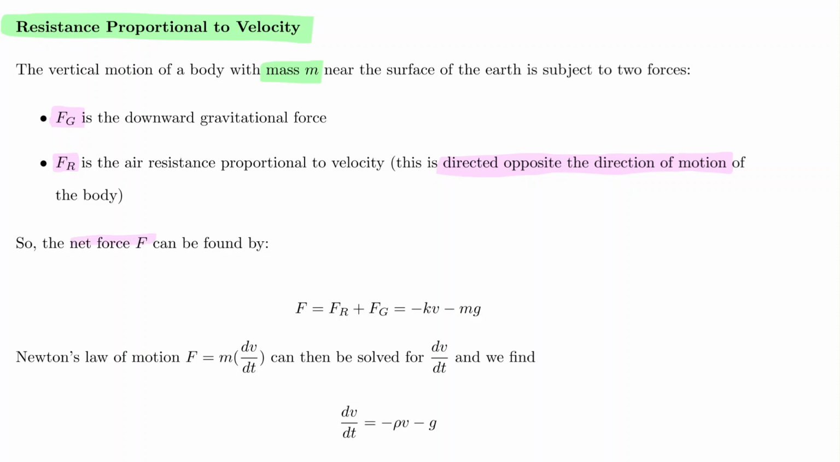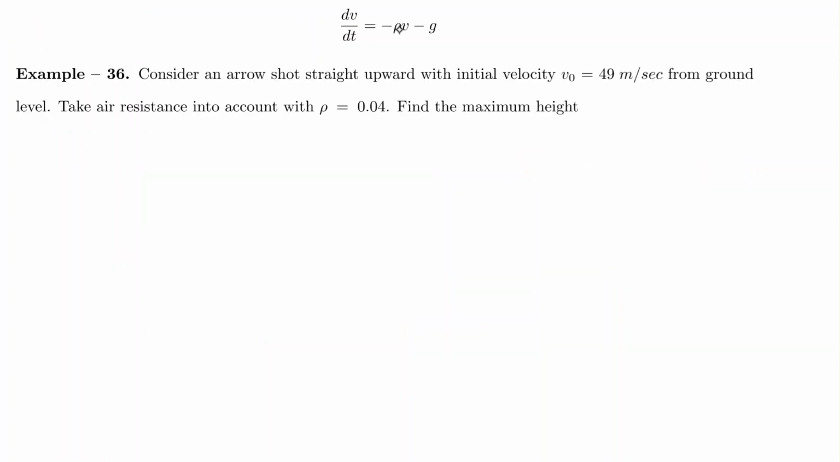So the net force on the object can be found by adding these two forces together, which ends up giving us negative k times the velocity of the object minus the mass times gravity. Newton's law of motion, force equals mass times the derivative of velocity over time, can then be isolated to get dv/dt by itself, so we're going to divide both sides of this equation by m, and when we do so, we get dv/dt for these situations is negative rho v minus the gravitational force. Now this rho is going to be a constant dependent on the problem we're working with.